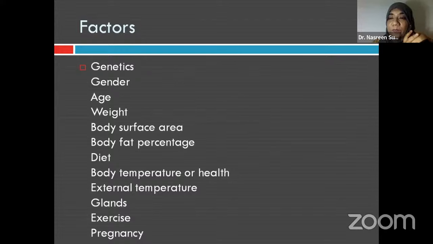Then body temperature. When a high temperature is maintained in your body, then BMR increases, because as the temperature increases, the chemical changes that take place will increase. External temperature. In what kind of temperature are you living? If you are in cool temperatures, BMR will be low. And when you are in hot climate areas, then your BMR will be high. Okay. Then glands, exercise, pregnancy, all these factors also affect the BMR.